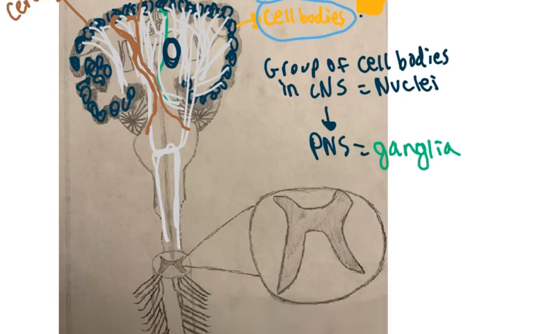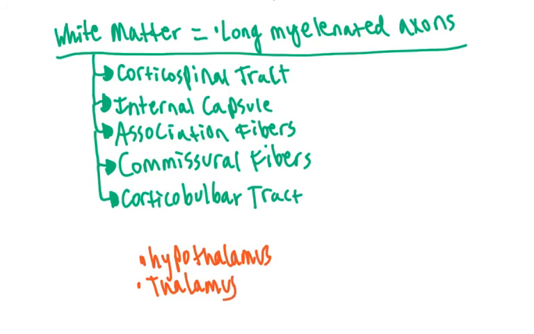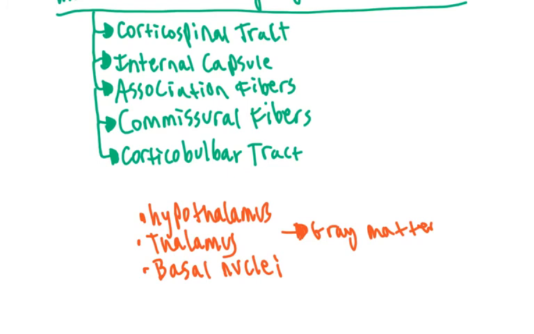So let me write that down. There are some subcortical structures that are gray matter, like the hypothalamus, the thalamus, and basal nuclei. All right, so those are some of the few subcortical structures that are also gray matter. So the hypothalamus, thalamus, and basal nuclei are subcortical structures that are made up of gray matter.